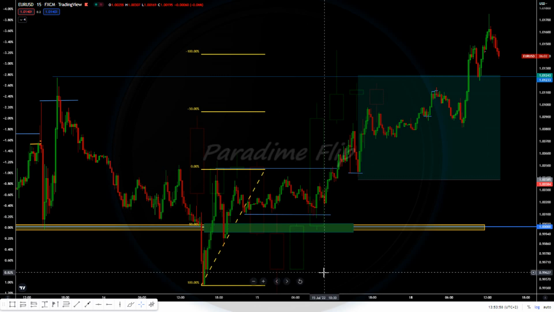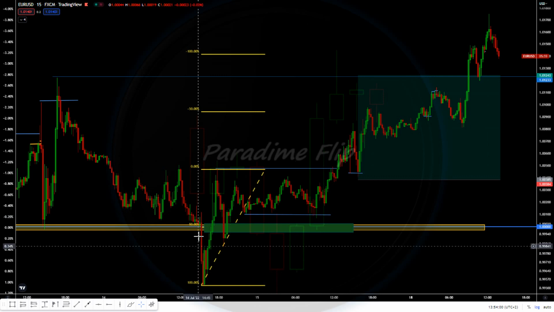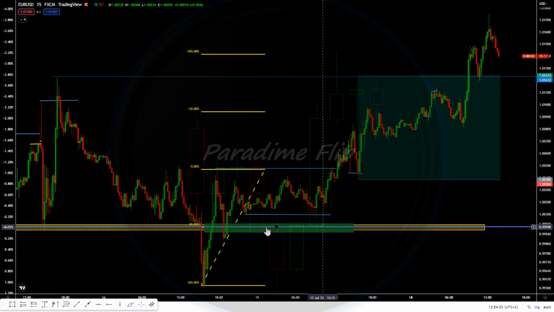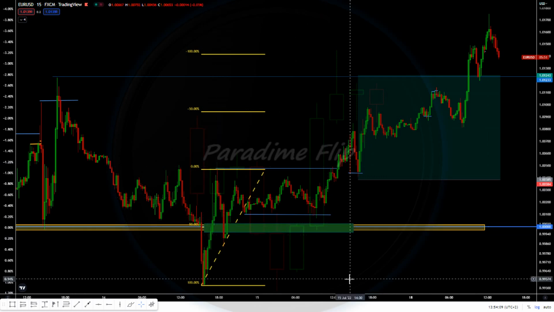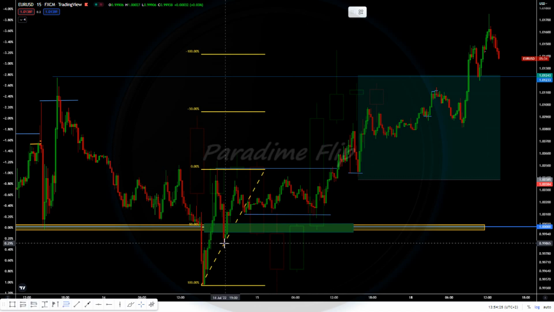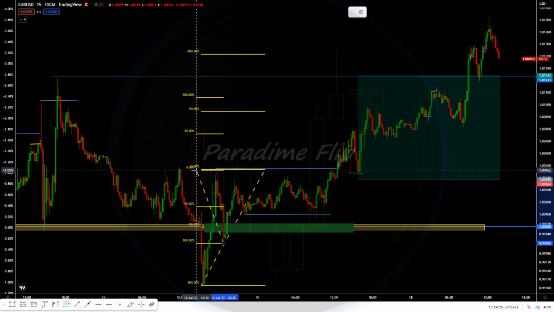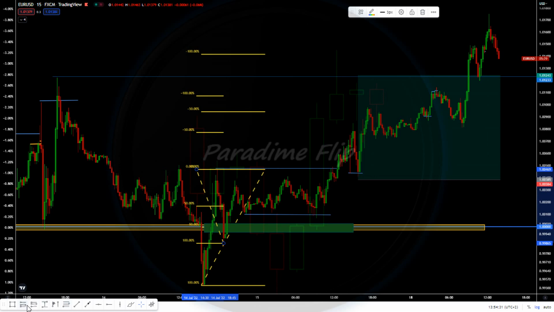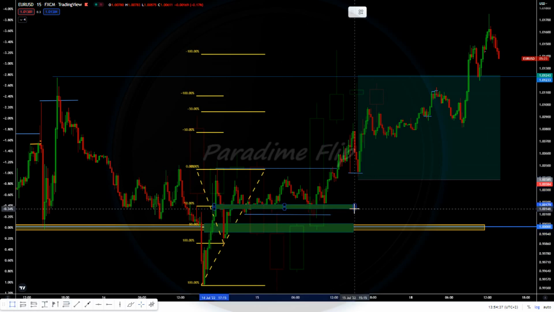The next thing you can do, after you draw your fib on the major impulse leg, is this: once you get this pullback and we get that rejection, now you have a new swing high and a new swing low. You're going to want to draw a fib over that area as well, take your fib tool and draw it over that area, and also mark up the 50% of that swing, which is this area.